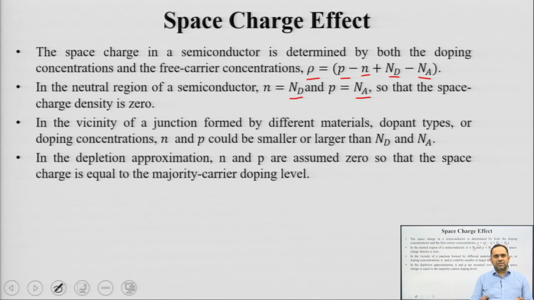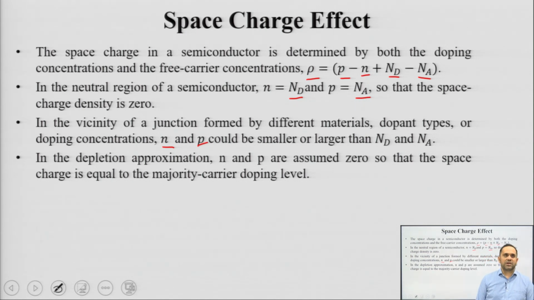In the region very close to the junction, this may not be the case, especially for a junction formed by different materials. Dopant types or doping concentration could be smaller or larger than this. The carrier concentration n or p could either be lower or higher than the doping concentration. So, n may not be equal to Nd, it may be higher or lower, p may not be equal to Na, it may be higher or lower.